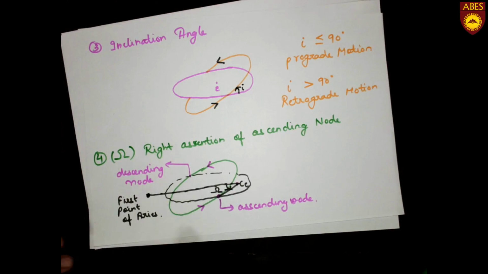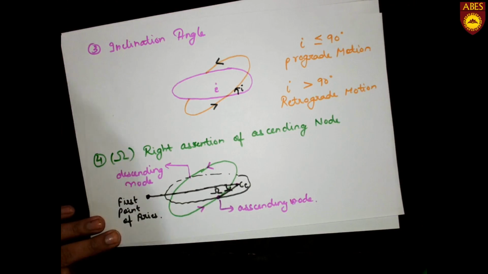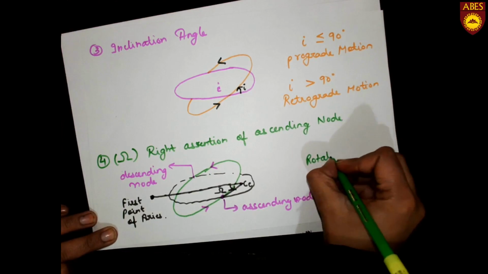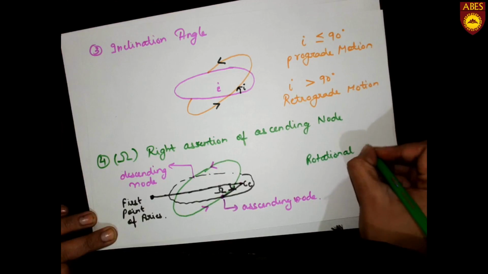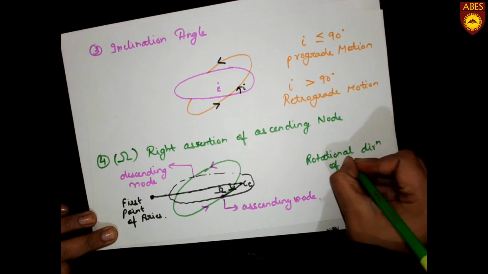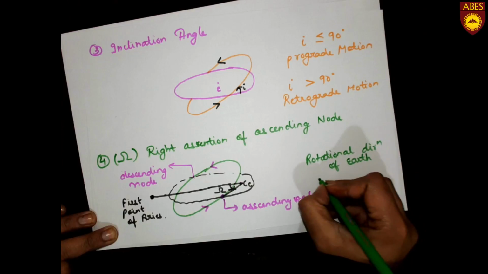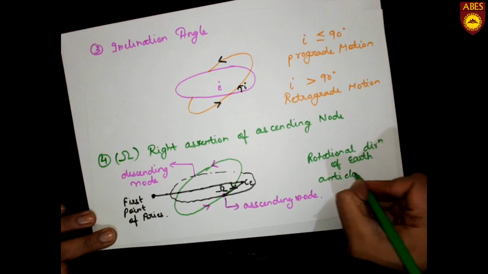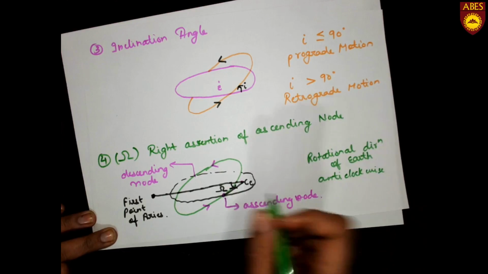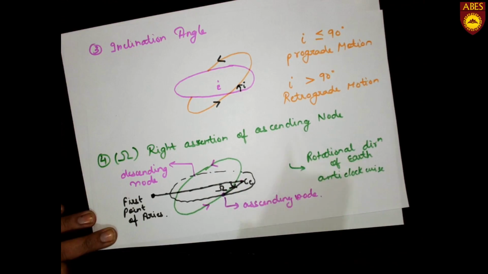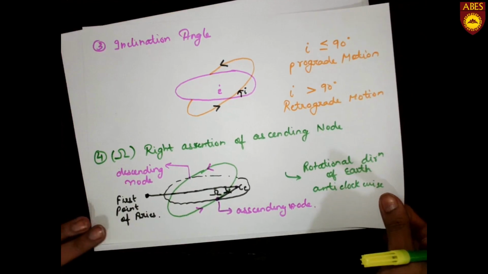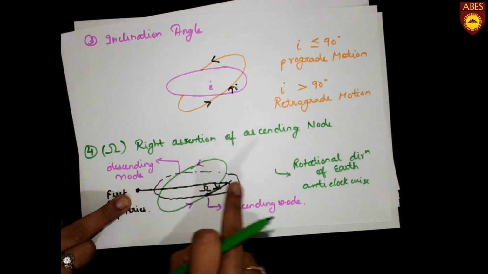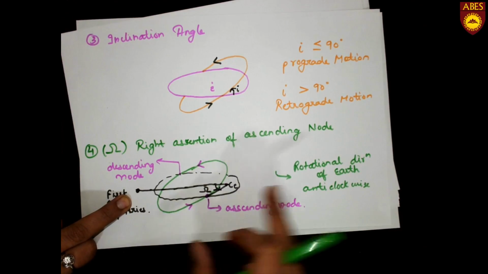Now the direction of this point is actually calculated by calculating the rotational direction of Earth, which is anti-clockwise according to the polar orbits or polar lines. So that is why the direction is this side. So this is the right ascension of ascending node. This is actually telling that from a reference point, what would be the position of your satellite orbit.